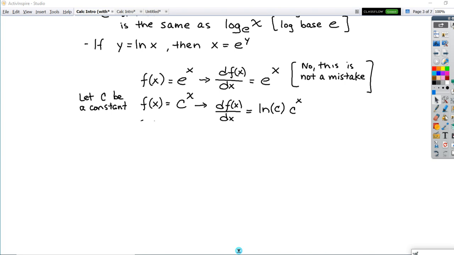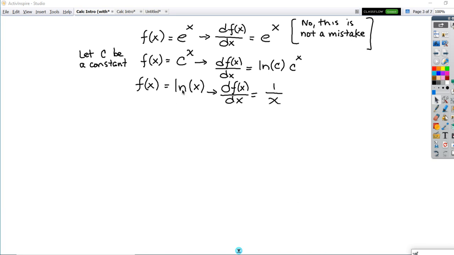Less common is if you have a constant to the power x, like 3 to the power x. Its derivative, similar to e to the x, has that c to the x term, but you have to multiply it by the natural log of that constant.